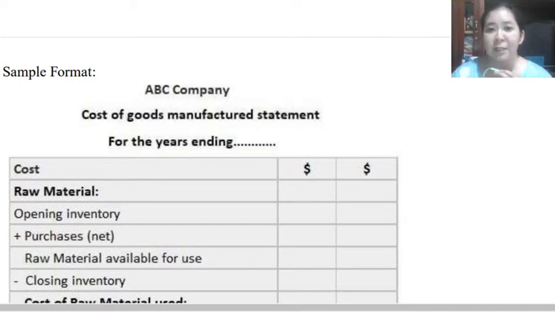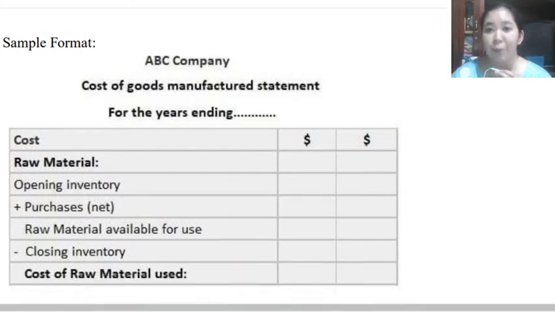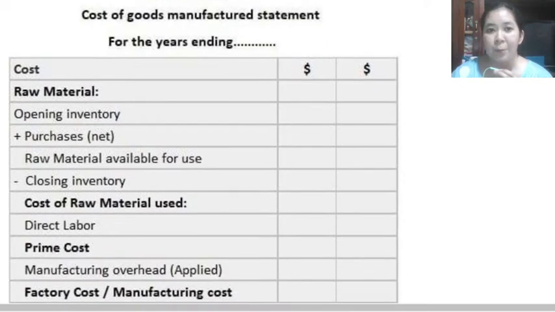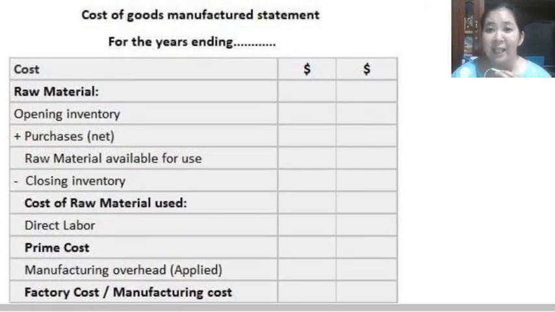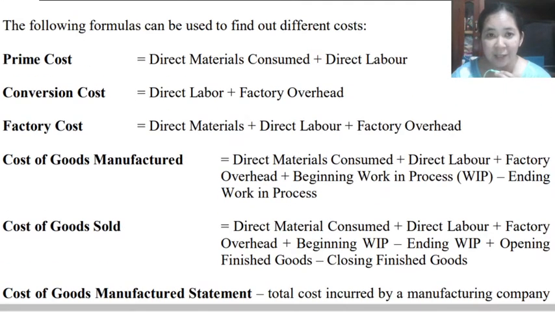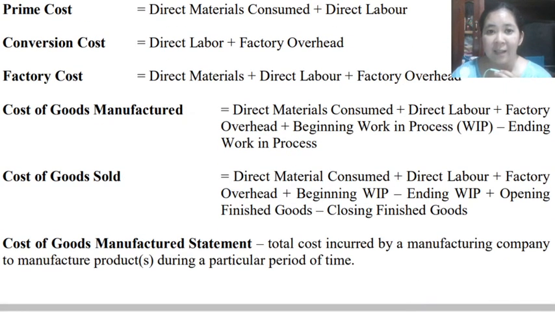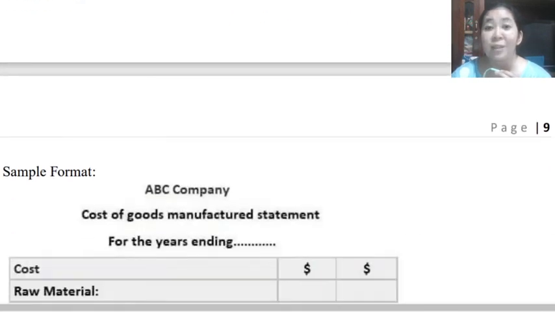So again, this is for the cost of goods manufactured statement, and we will also include the period covered for this report. We just use the formula that we have presented in the previous section earlier, right here. So we just present it using this format.